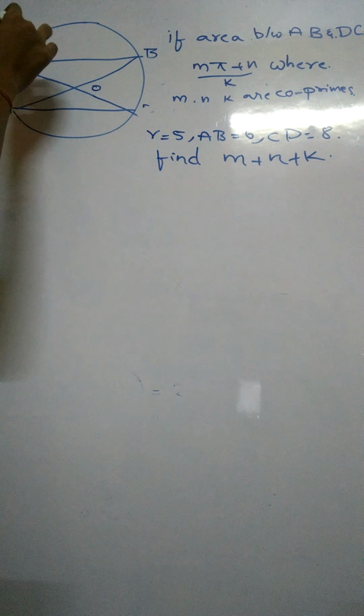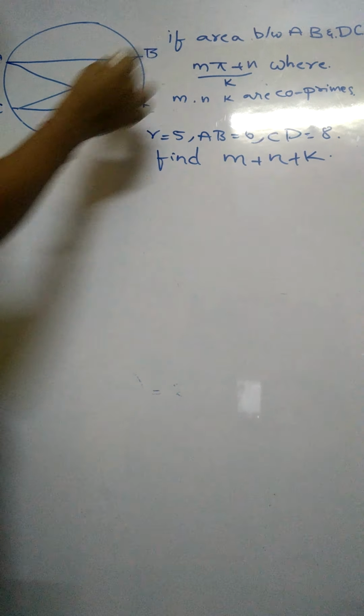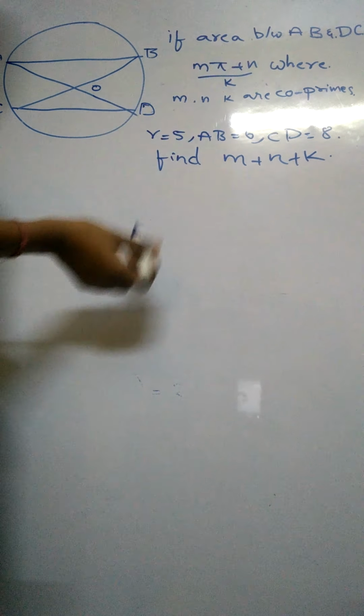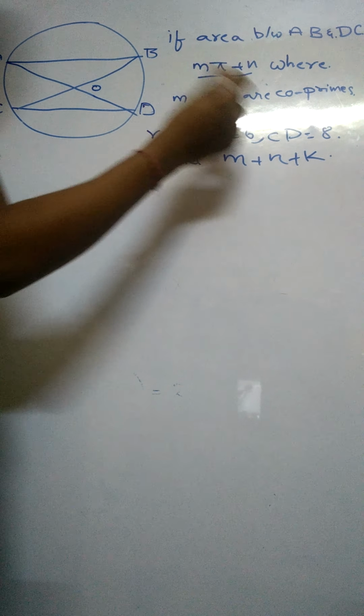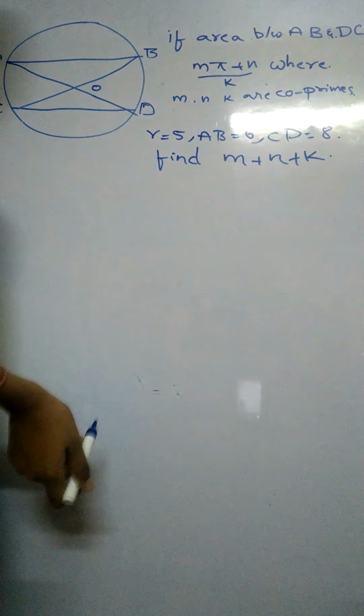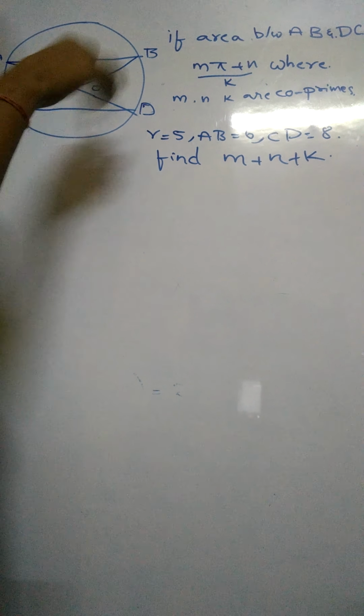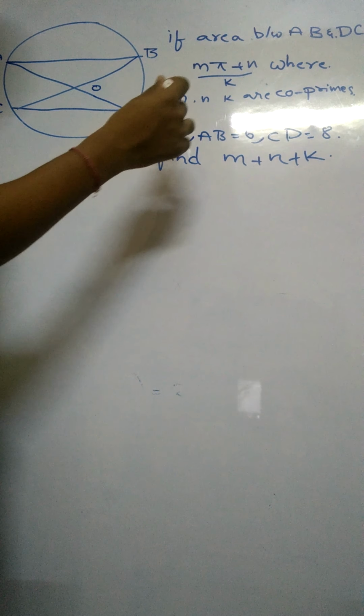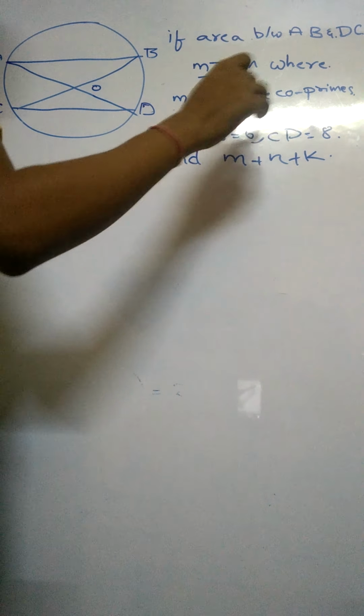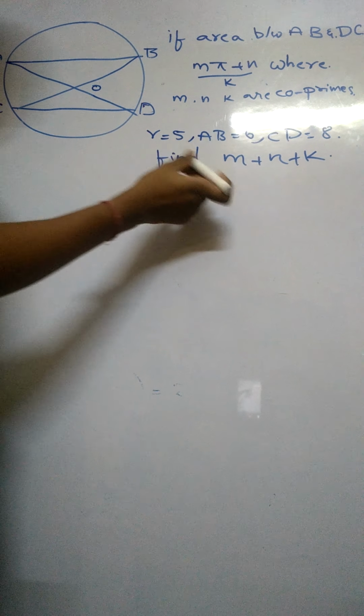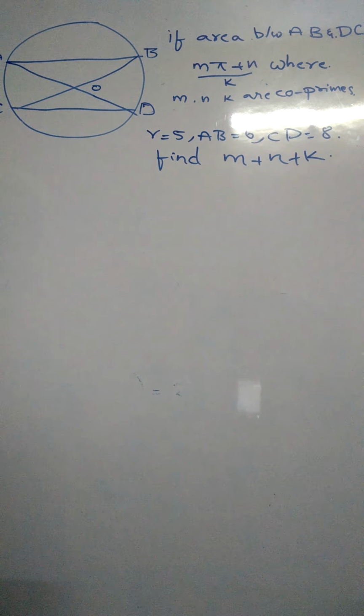If area between AB and DC, this is the area between AD and BC, is m pi plus n by k, where m, n, k are coprimes. Radius of the circle is 5, length of AB is 6, length of CD is 8. Find m plus n plus k. We will solve this question.